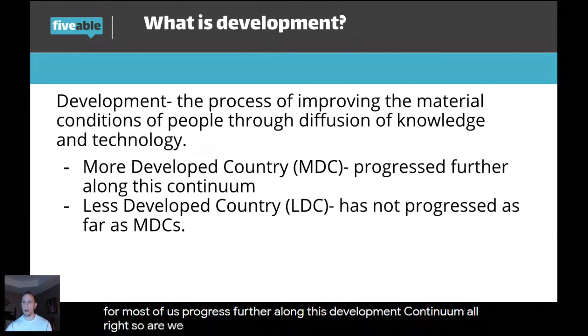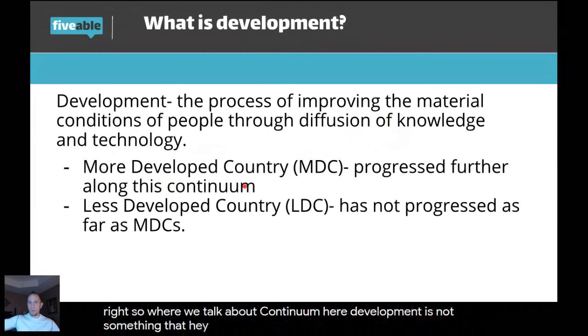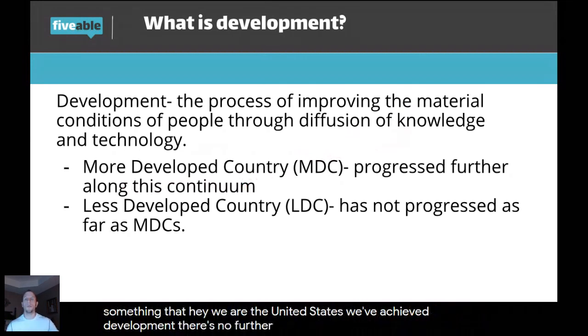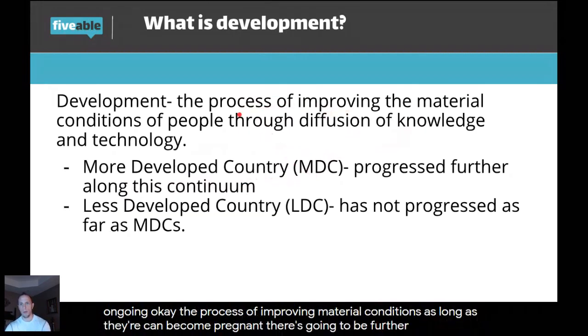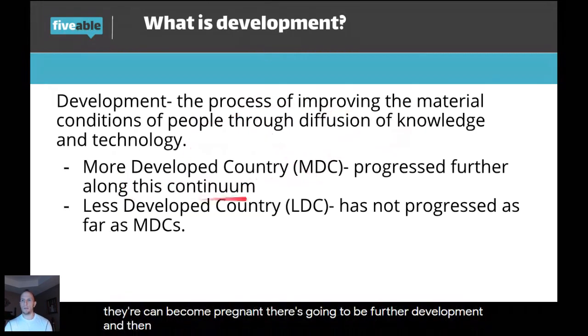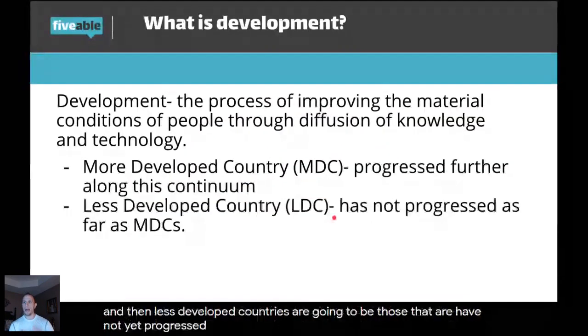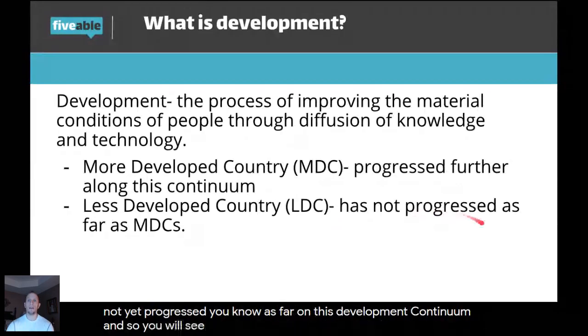All right, so when we talk about a continuum here, development is not something that, hey, we're the United States, we've achieved development, there's no further to develop. It's something that is ongoing, the process of improving material conditions. As long as there can be improvement, there's going to be further development. And then less developed countries are going to be those that have not yet progressed as far on this development continuum. And so you'll see, I think, MDC and LDC a lot.